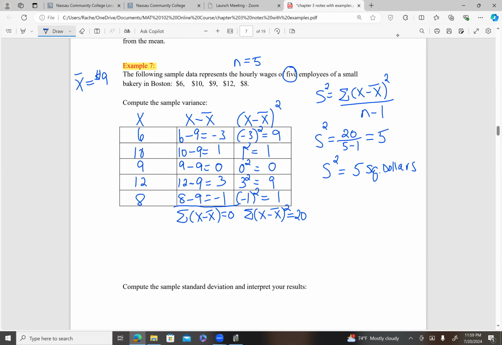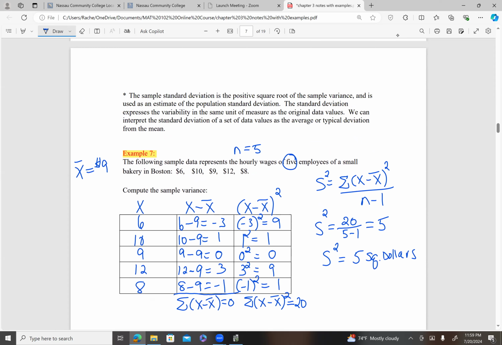Because we typically don't talk about money in square units. And it's hard to relate it back to the original data set because the original data set is not in square units. So we always have to remember that the sample variance or the population variance is always in square units. And it's hard to relate that back to the original data set.